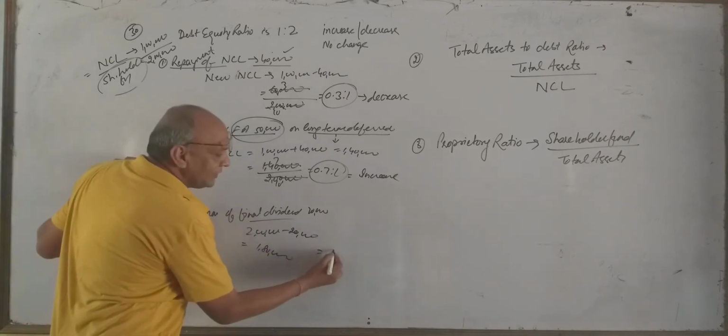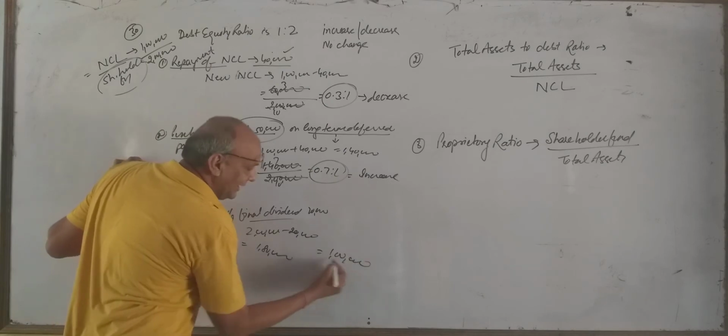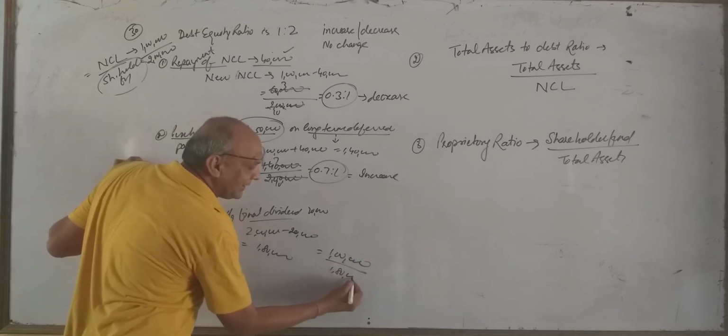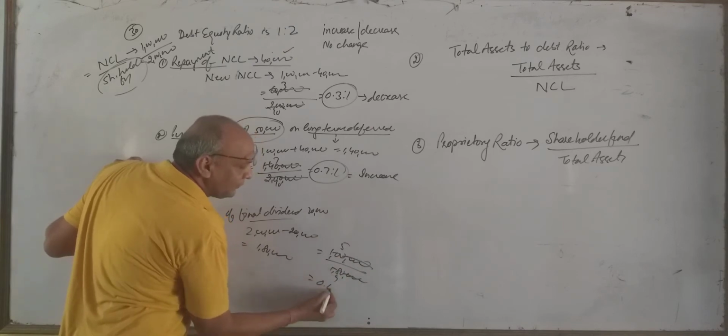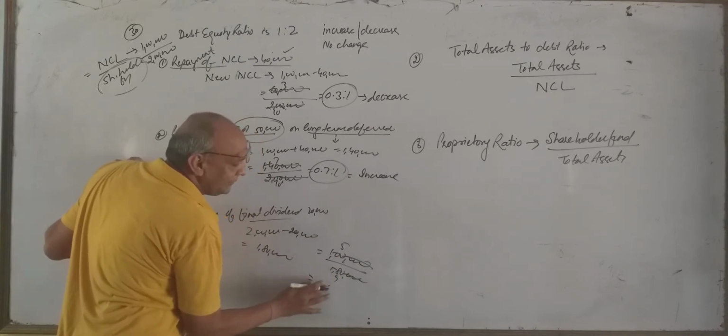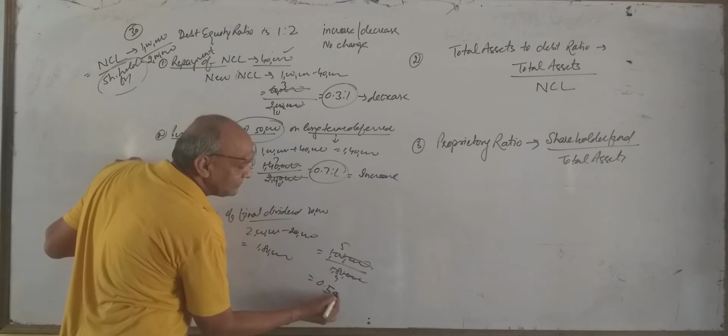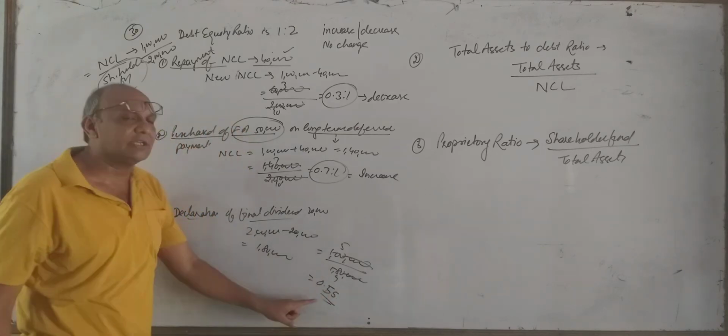Right? Now non-current liabilities 1 lakh divided by 1 lakh 80,000 is about 0.55:1. So what has happened, sir? Ratio has increased or decreased?